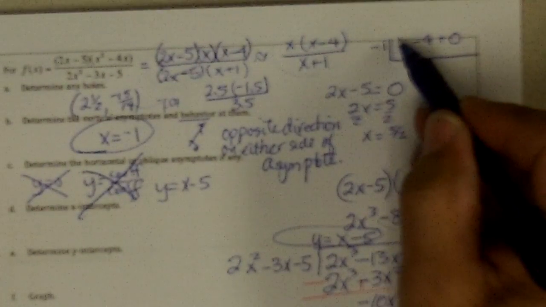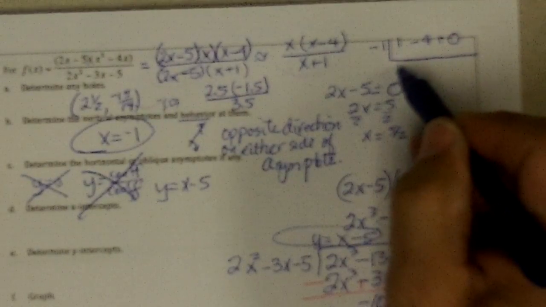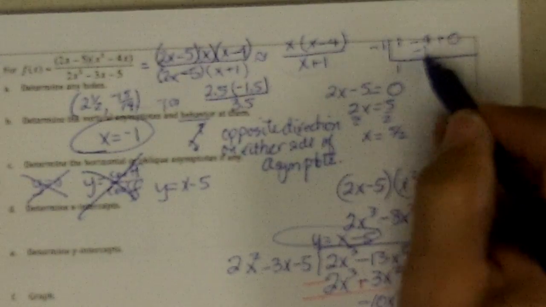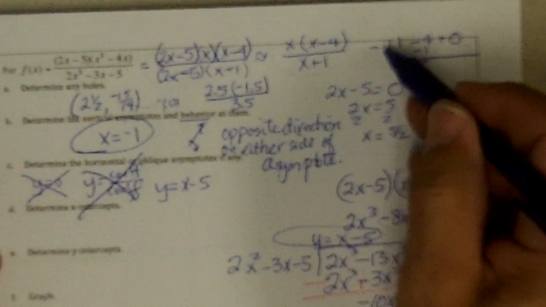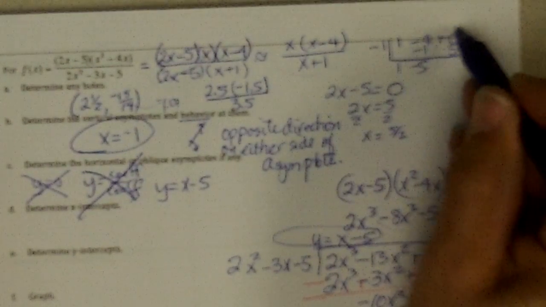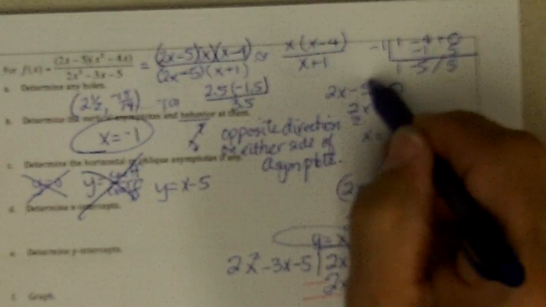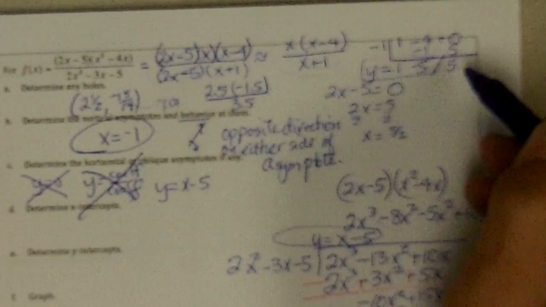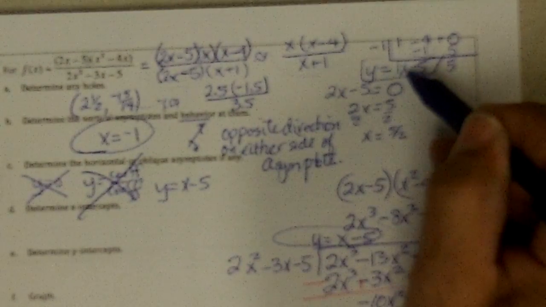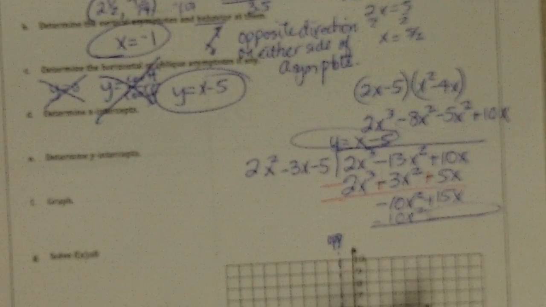So, 1 plus 0 is 1. Negative 1 times 1 is negative 1. Add, I get negative 5. Multiply by negative 1, I get plus 5. And I get a remainder of 5, but I don't care. This is the part that tells me it's y equals 1x minus 5. Same answer we had before.